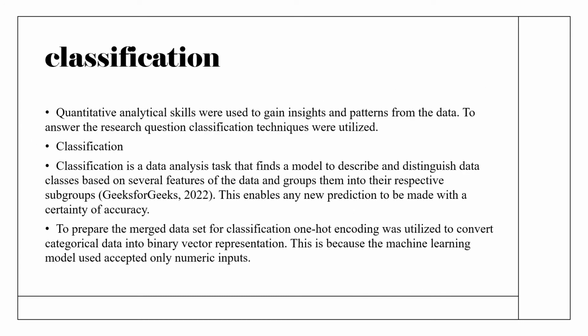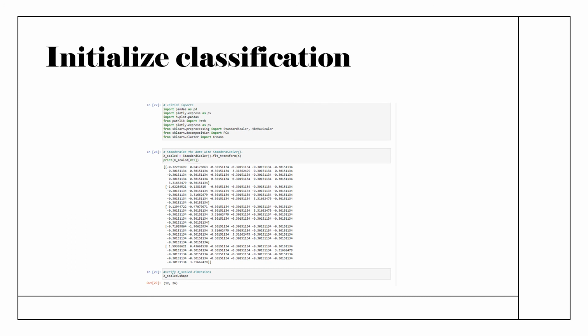Once the data is merged, then I do the one-hot encoding. The importance of the one-hot encoding is that some machine learning, or most machine learning models, do not accept categorical data, but instead take binary data, numeric data as input. So we move to the next, where I share an example of my one-hot encoding, and then I move to the next part where I'm initializing classification.